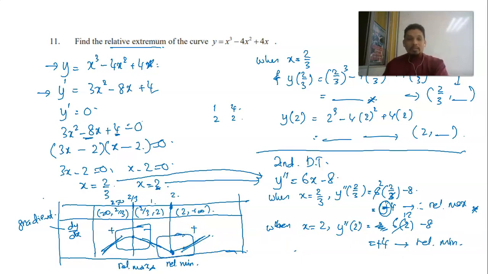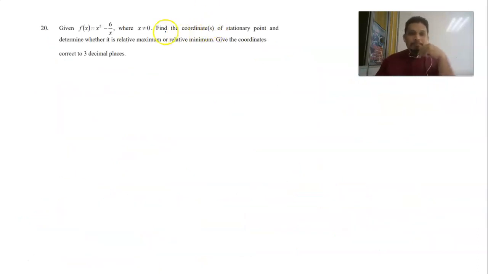So we can determine whether there is a relative extremum, maximum or minimum, using the first derivative test with the table or the second derivative test. Substitute the value of x from the first derivative into the second derivative of y. Okay, next question. Now, given the function where x cannot be equal to 0, find the coordinates of the stationary point and determine whether it's a relative maximum or minimum.